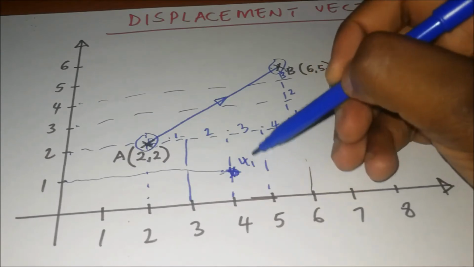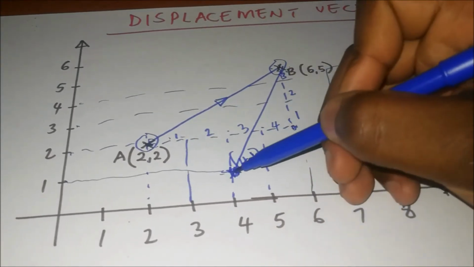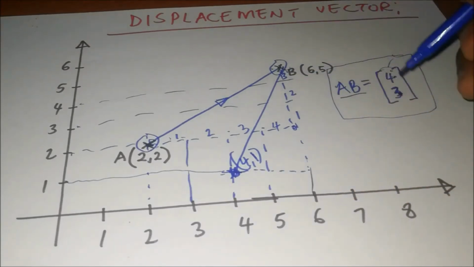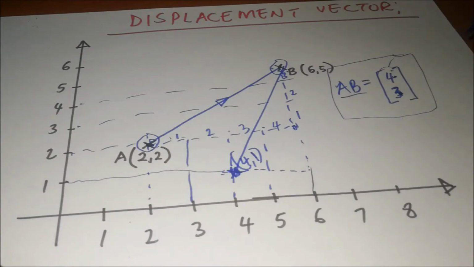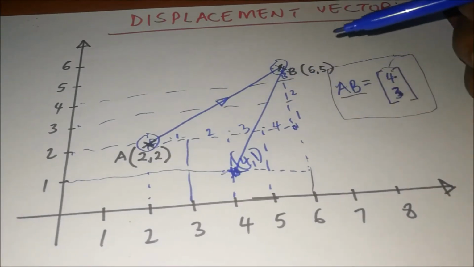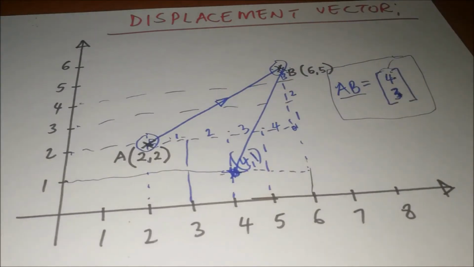This is point 4, 1 to B. So I would simply find the number of steps in the x direction, then the number of steps in the y direction, and I would come up with my displacement vector in the form of a column. That would be a displacement vector. It's showing the displacement from one point to another, from a specific point.